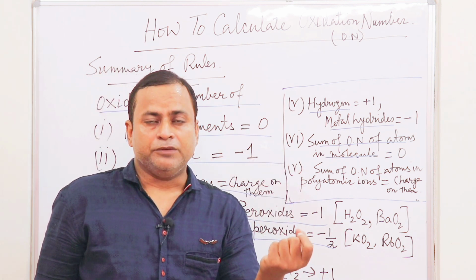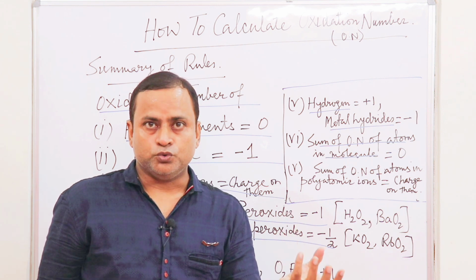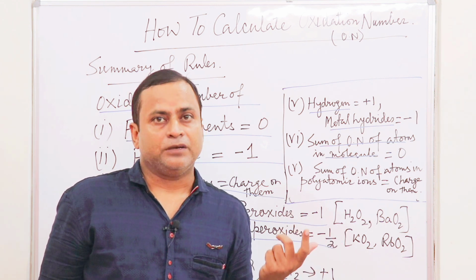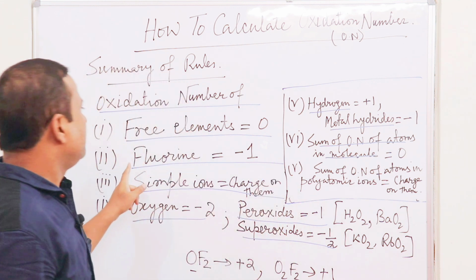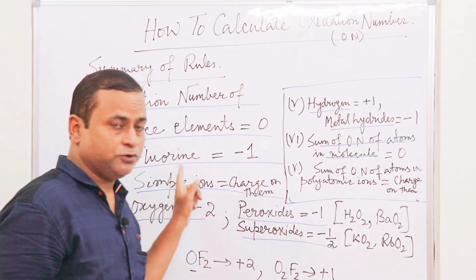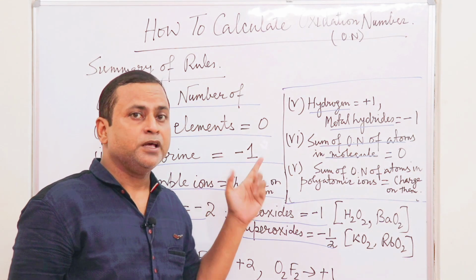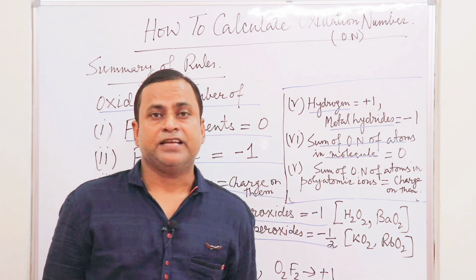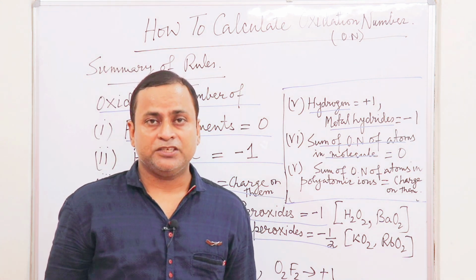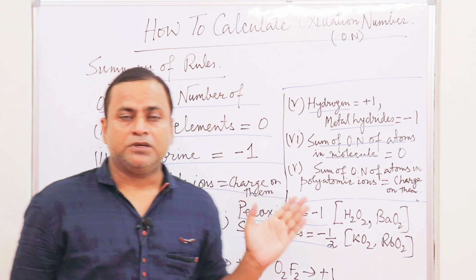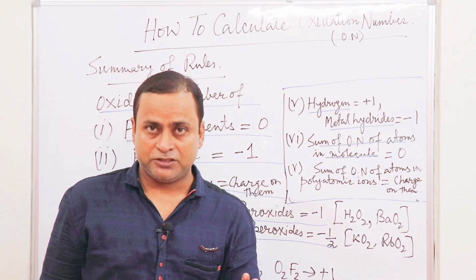Say free element, for example, N2, O2, H2, F2, all these, they are the free elements. For them we have to take it as 0. Now the second rule is fluorine. The oxidation number of fluorine is always -1, and also the halogens. Then simple ions like sodium ions, calcium ions, magnesium ions. For them you have to take oxidation number as the charge present on them.